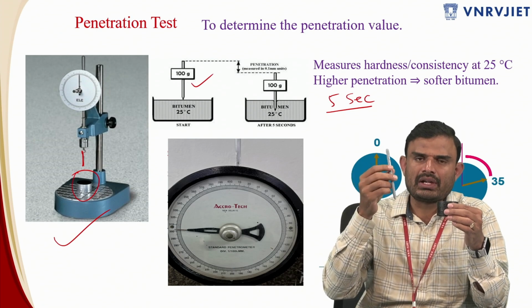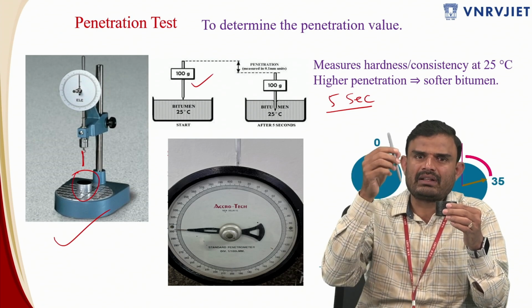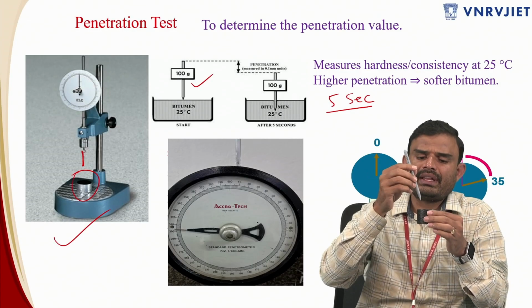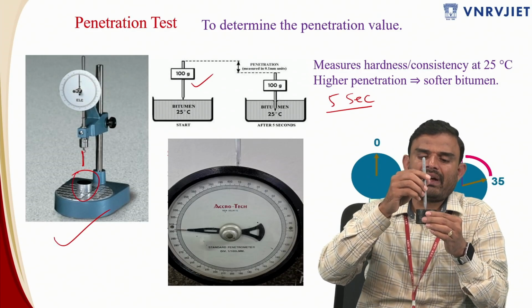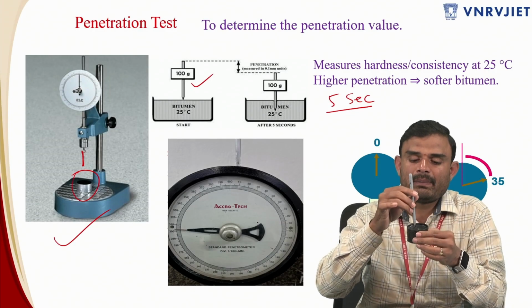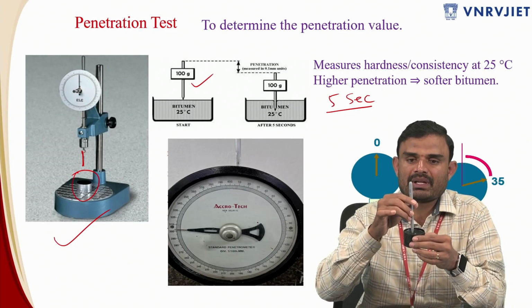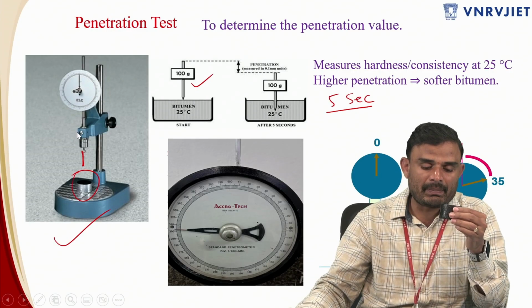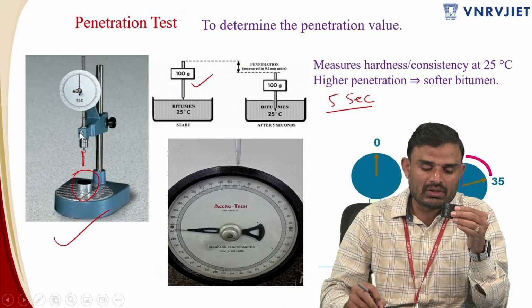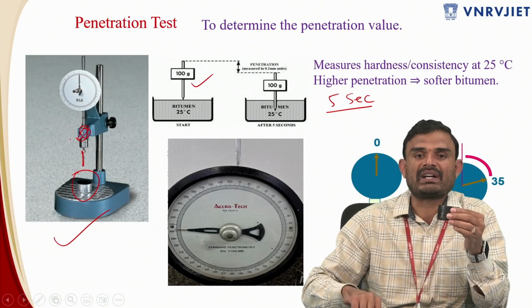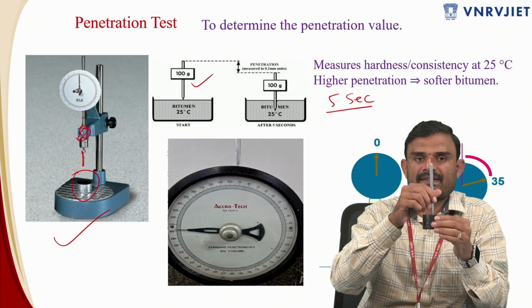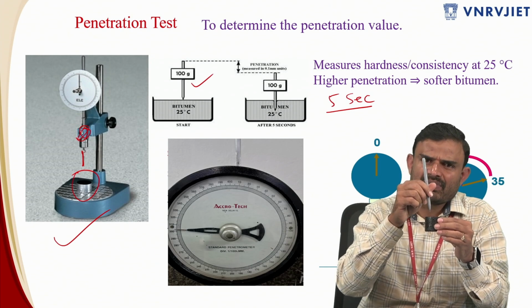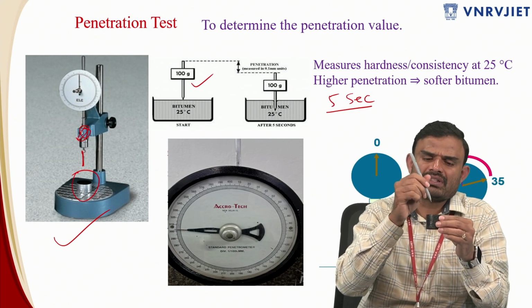I'm going to have a needle. I did not bring the needle of the penetrometer, but it is almost like this one. The needle touches the surface of the bitumen in the mold, and then you press the button. Once you press the button, for 5 seconds, the duration for which you conduct the test, there will be some depth of penetration of the needle into the bitumen surface.